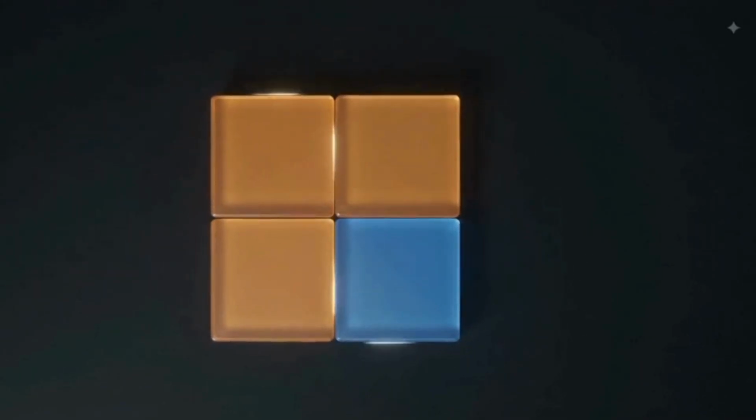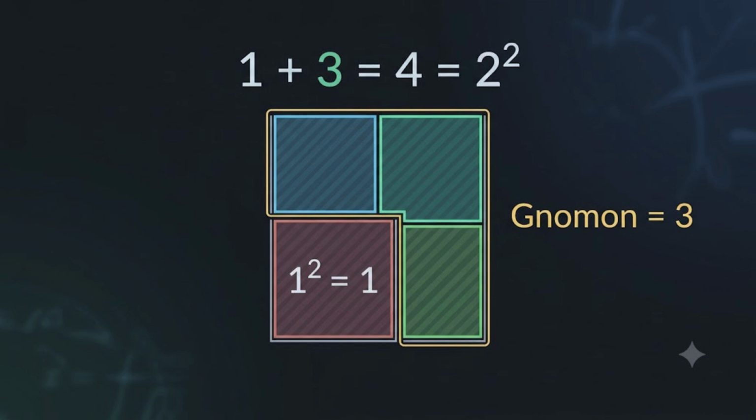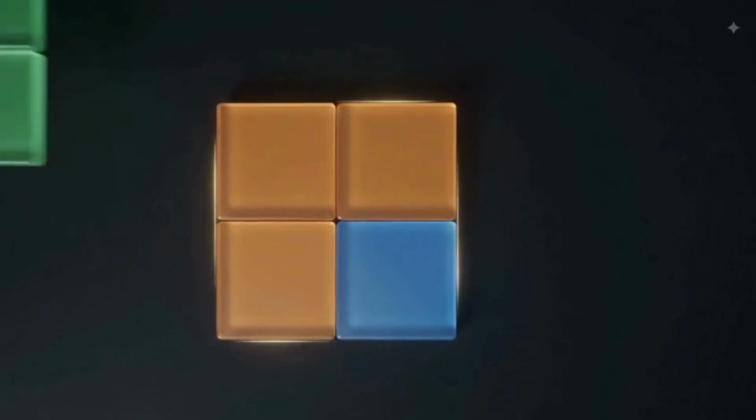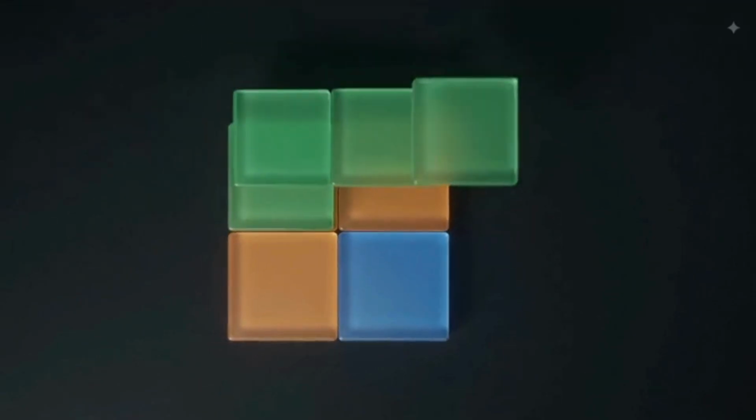Now we want to make it into a 2 by 2 square. We cannot remove the old tile. Instead, we add a new row and a new column. The new row has 2 tiles. The new column also has 2 tiles. So 2 plus 2 is 4. But there is one problem. The corner tile is shared by both the new row and the new column. So we counted it twice. We need to subtract 1. Therefore 2 plus 2 minus 1 equals 3. So to grow from 1 squared to 2 squared, we need to add exactly 3 new tiles. That's where our first odd number comes from.